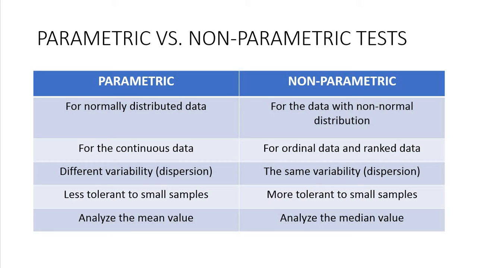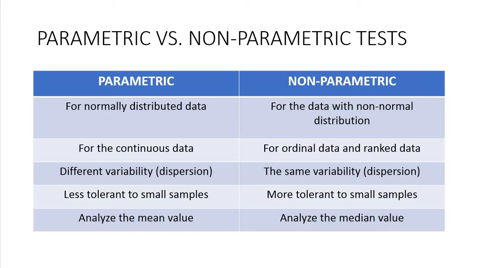And non-parametric tests are for data with non-normal distribution. The reason behind it is that parametric tests concentrate on comparison of mean values, average values, and non-parametric tests concentrate on the analysis of median values in the samples. So that's why parametric tests require normally distributed data, and for non-parametric tests, even non-normally distributed data can be used.